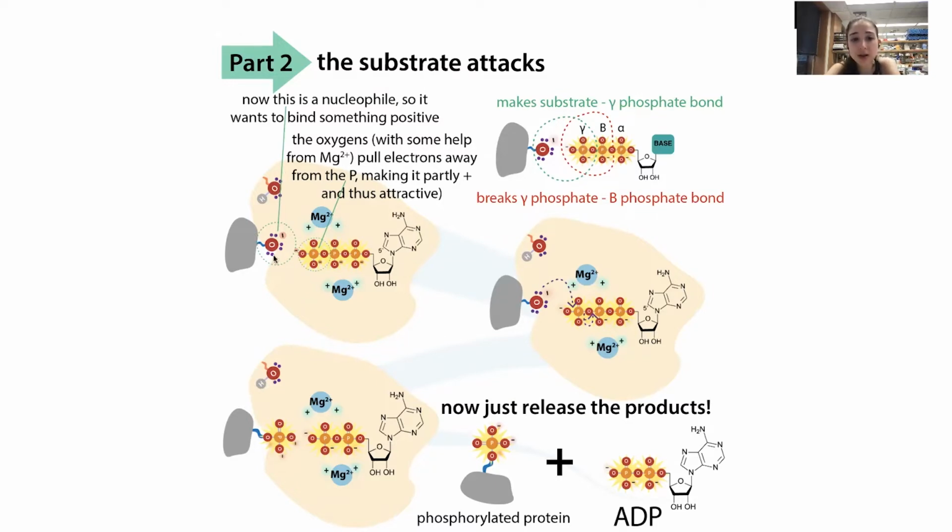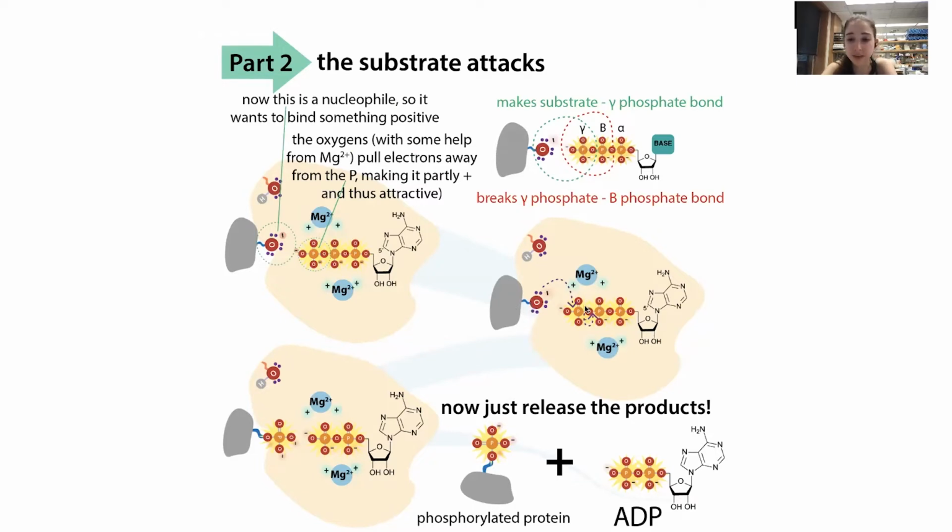Now this is a nucleophile, and so this is going to attack this electrophile, this phosphate. So you're going to make a substrate gamma phosphate bond and break this gamma phosphate beta phosphate bond. When we talk about the 3 phosphate groups in ATP, it's alpha, beta, gamma. So the farthest one is gamma. And so you're going to make this bond and break this bond. So this is just showing the reaction mechanism, with some electron pushing.